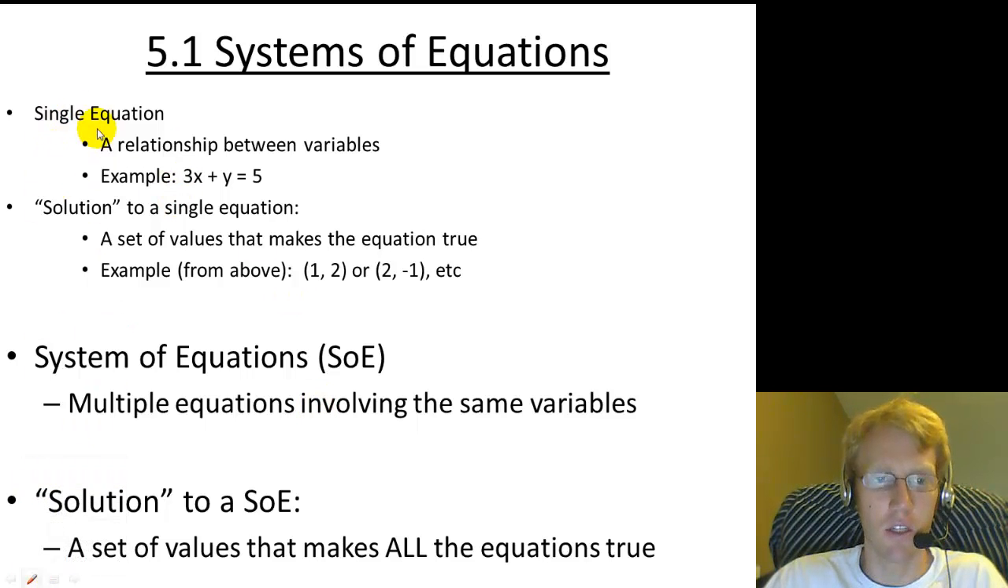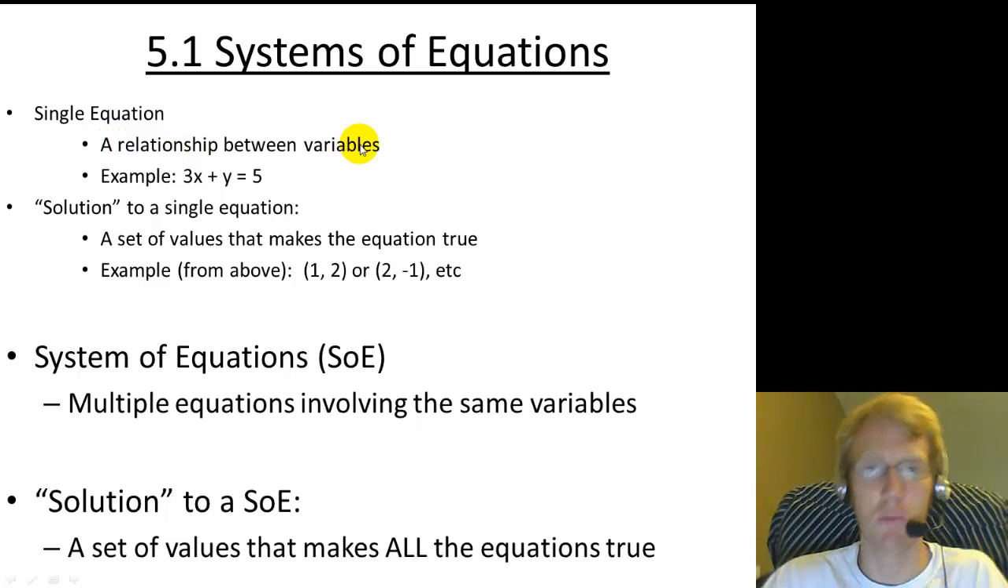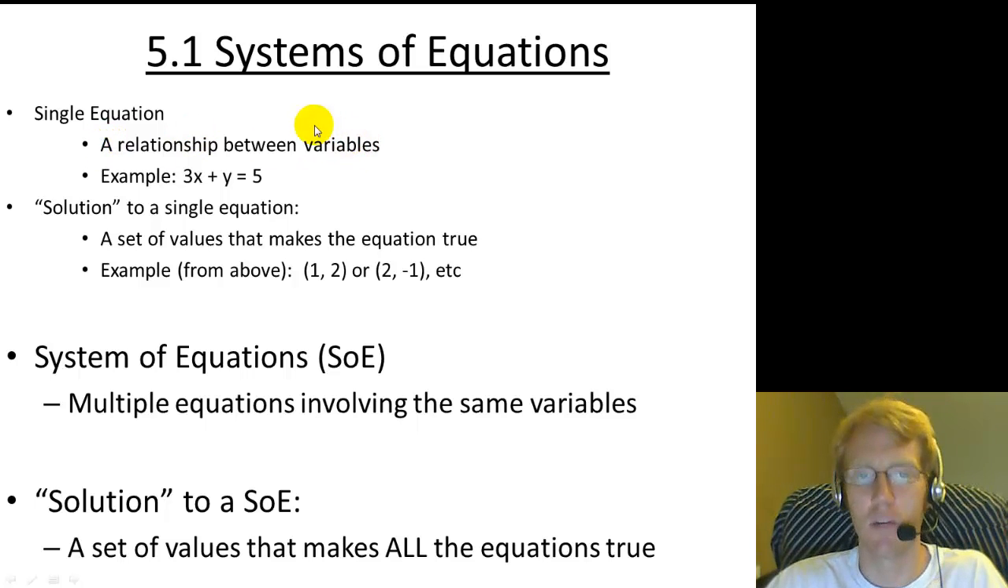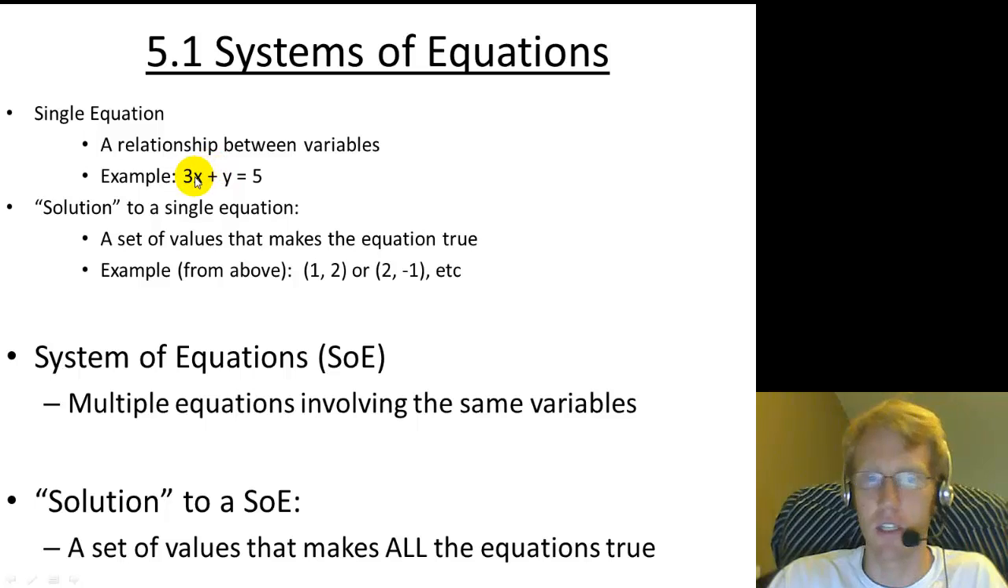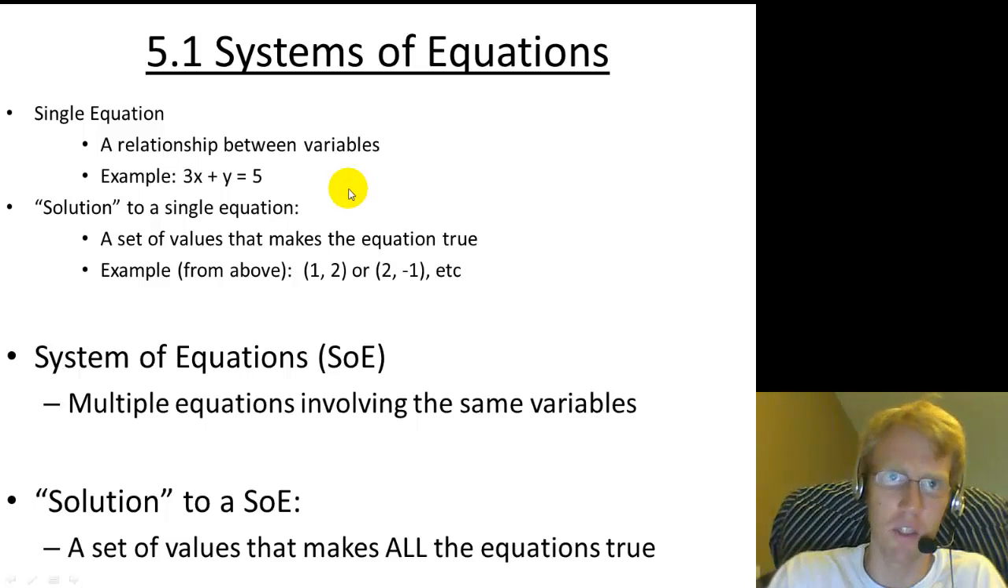When you had a single equation, that was just some kind of relationship between variables. Typically we had just two variables, x and y. So we used x as the input and y as the output. So the solution for a single equation was some set of values that made the equation true. So if you had a linear equation, the solution would be a point that was on that line.